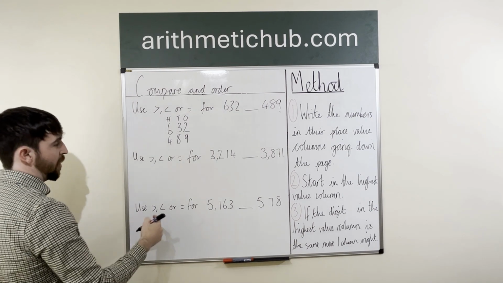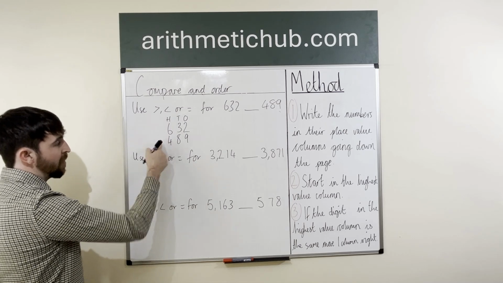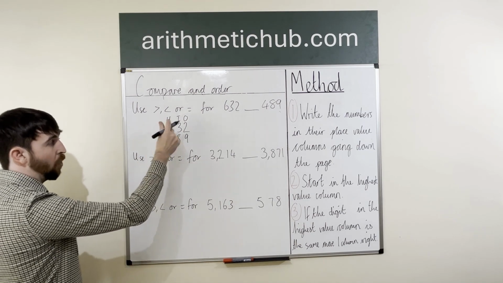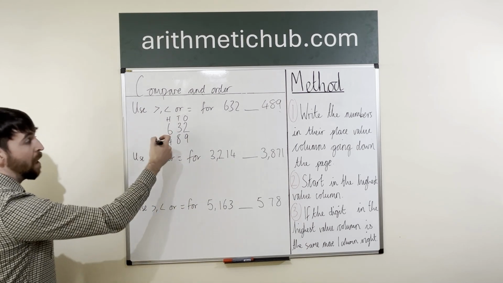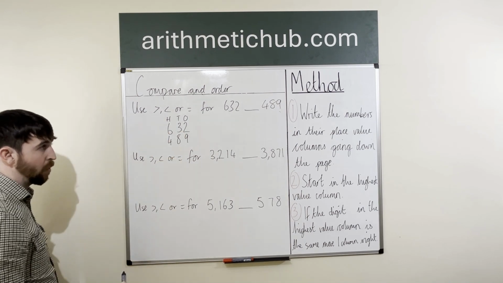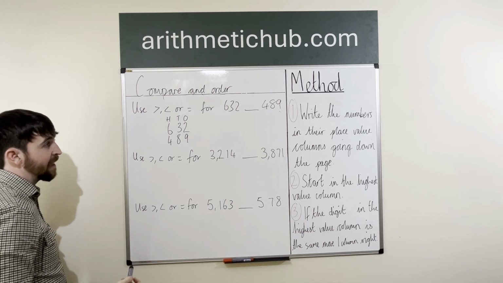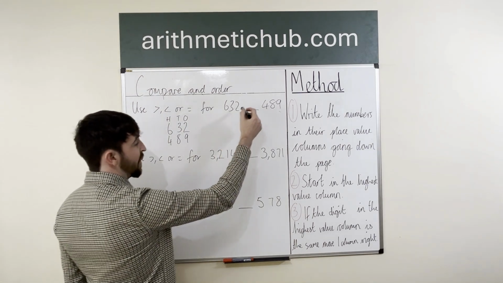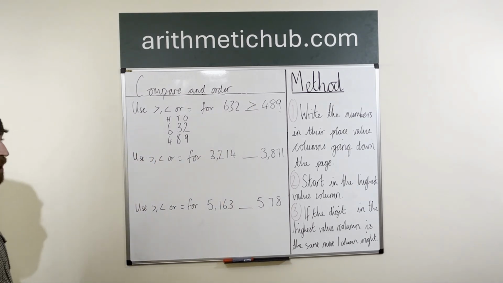We start in the highest value column, don't we? So the first number has a 6 in the highest value column, the second number has a 4 in the highest value column. So we know 6 is higher than 4. It doesn't matter what the later digits in a number are, because the 6 is higher than the 4. So what this means is 632 is going to be greater than 489 because 600 is worth more than 400. 600 is greater than 400. Okay, so 632 will be greater than 489.